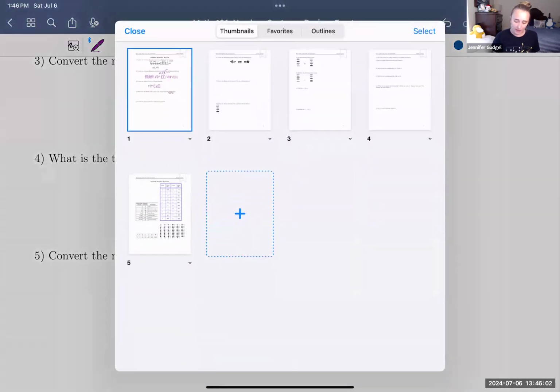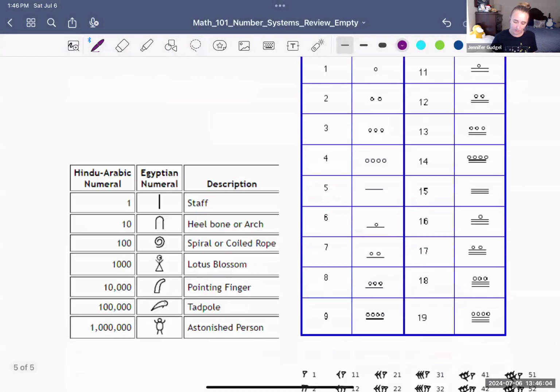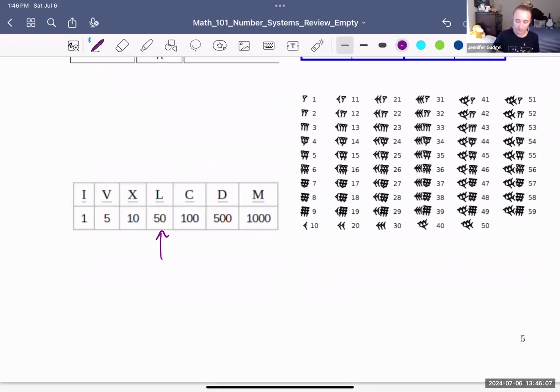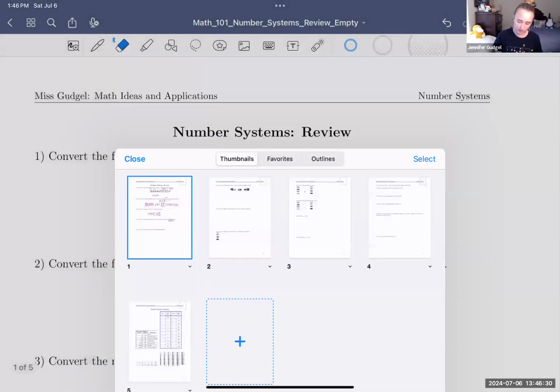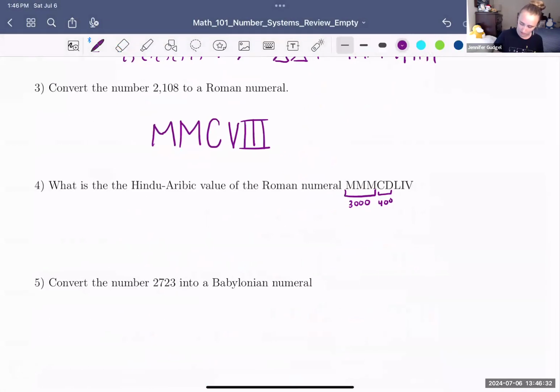All right, LIV. So the L gets to 50. And then the IV, once again, we have a smaller value in front of a bigger value. So it's really 5 minus 1, which is 4. That IV is actually that subtraction again. So we're going to have a standalone 50 for that L, and then that IV makes 4 on the end. So L, 50, and then 4 for that IV.